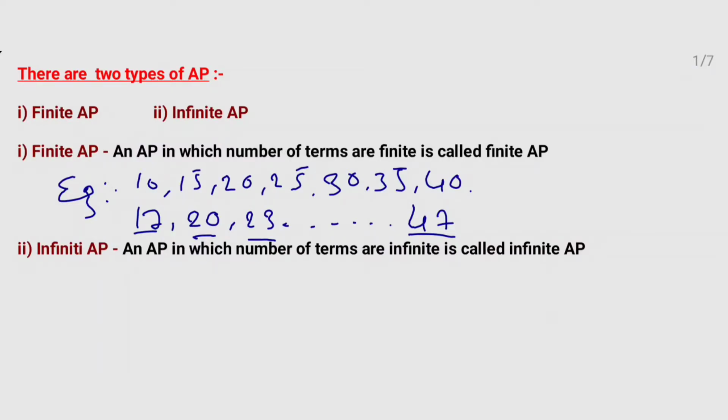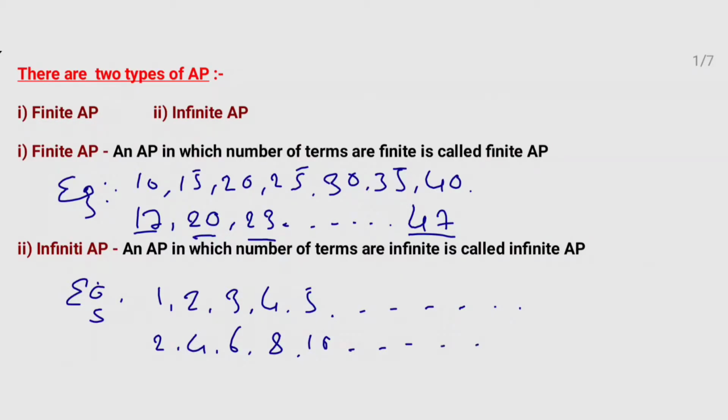An AP whose number of terms is infinite is called an infinite AP. An AP which has infinite terms, meaning uncountable terms, is called an infinite AP. So for example, the first one: 1, 2, 3, 4, 5, and so on, is called an infinite AP. The second one: 2, 4, 6, 8, 10, and so on. So here the terms are uncountable, so it is an infinite AP.